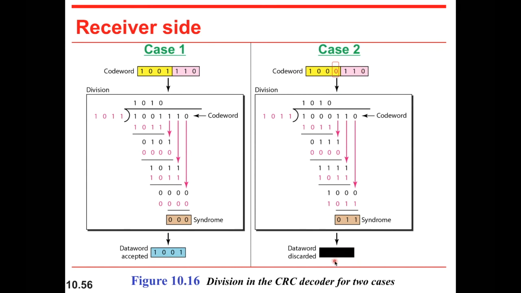You will ask me, doctor, there was some error because my syndrome or my remainder is not 000. Can you please send the data again? So I will send you this code word again. Again, you will check it. If your remainder is 000, you will accept it, otherwise you will discard it.